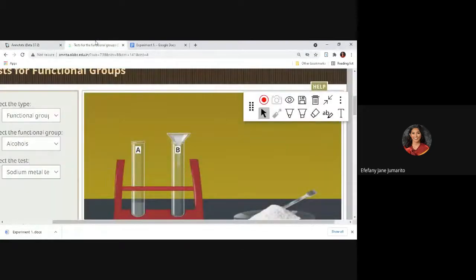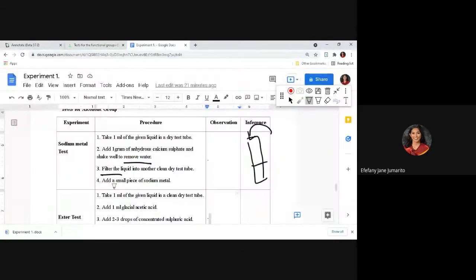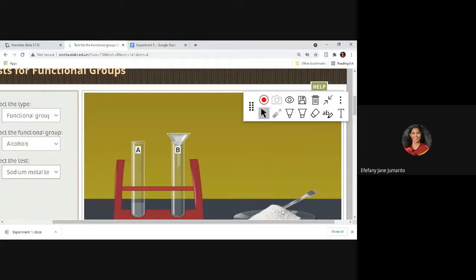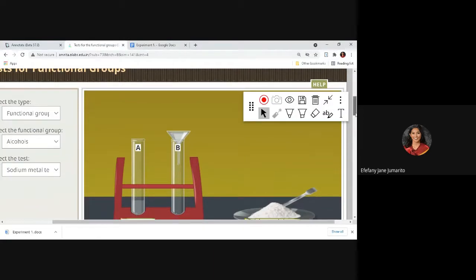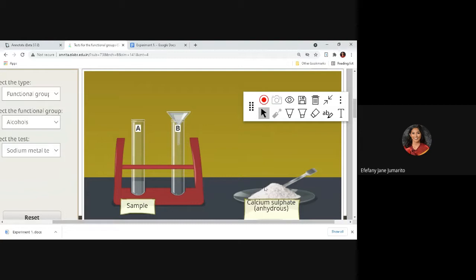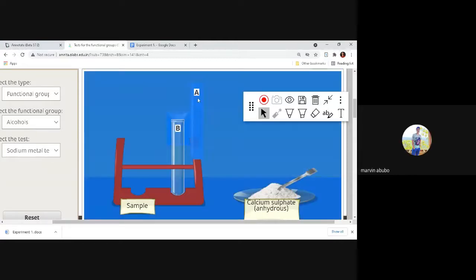So, it's still in procedure 2. Add 1 gram of anhydrous calcium sulfate. Okay, so this is our calcium sulfate. And then we will add 1 gram to our test tube A. After that, we are going to shake. Shake it.